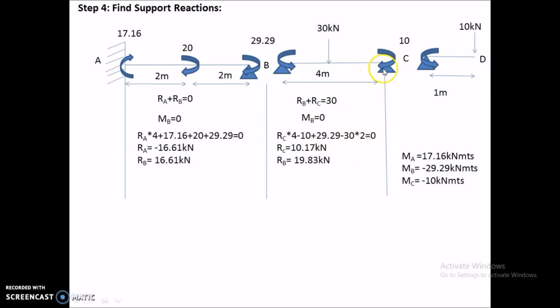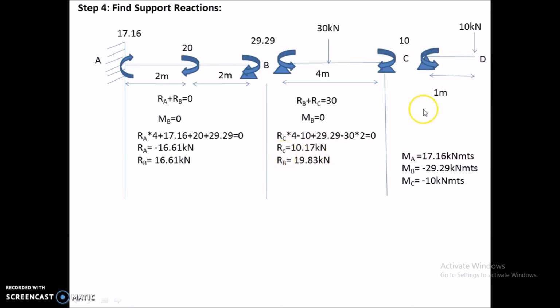And the moments that contribute to this moment here will be this 29.29, which will be positive, and this 10, which is negative since it is right side clockwise. So finally, RC into 4 minus 10 plus 29.29 minus 30 into 2 is equal to 0, and by solving this we will get the RC value as 10.17 kilonewtons. By substituting this RC value in this equation, we will get the RB value as 30 minus 10.17, which gives me the RB value as 19.83 kilonewtons.